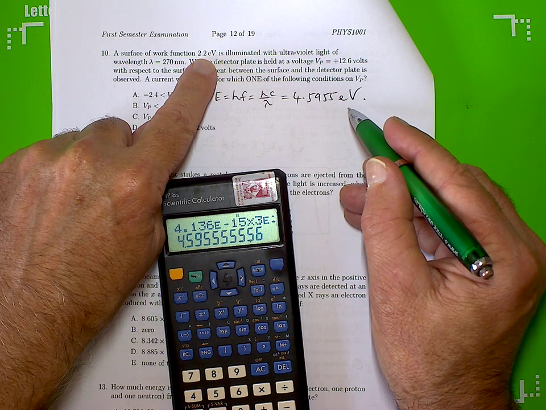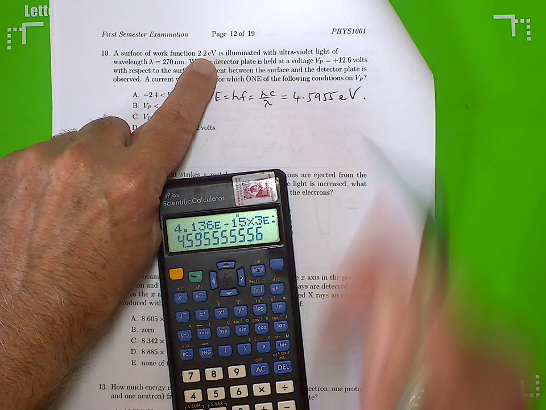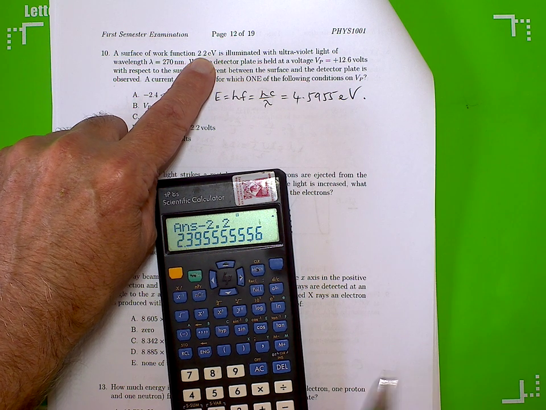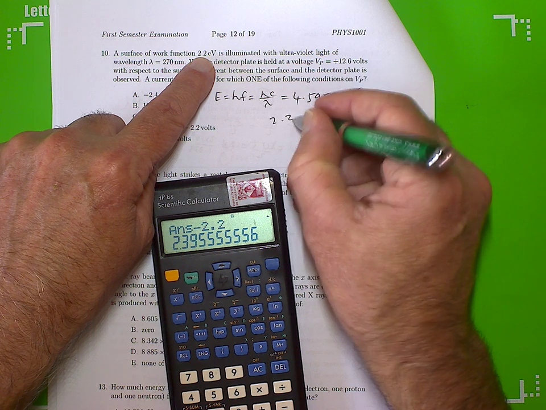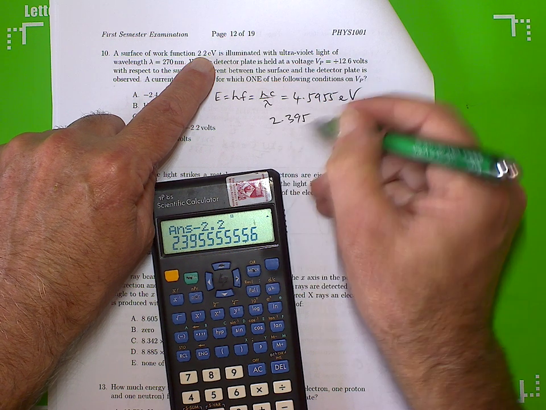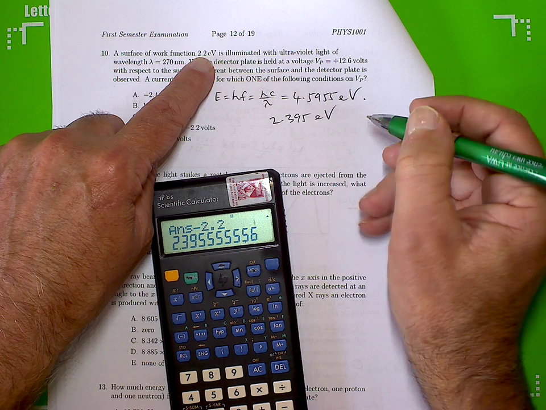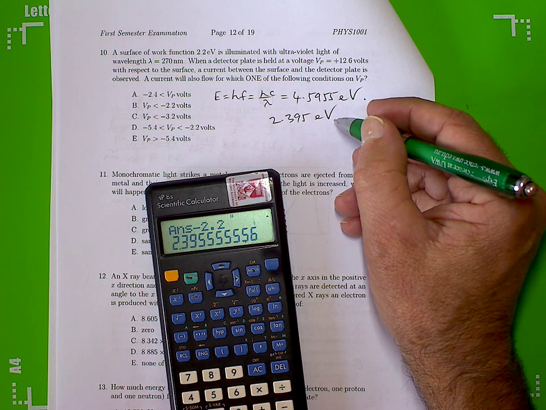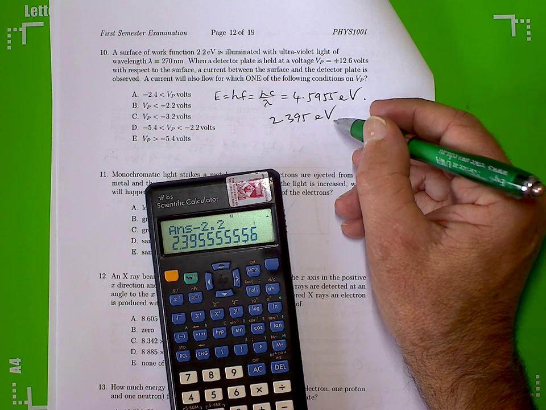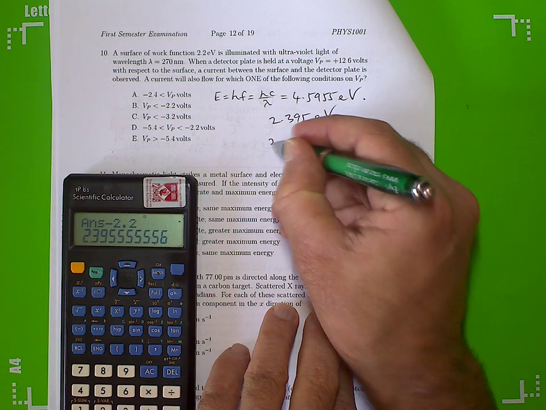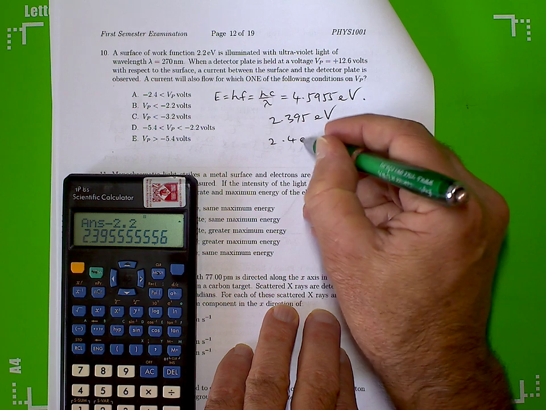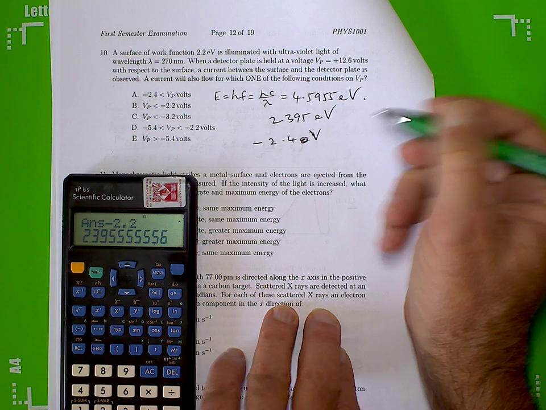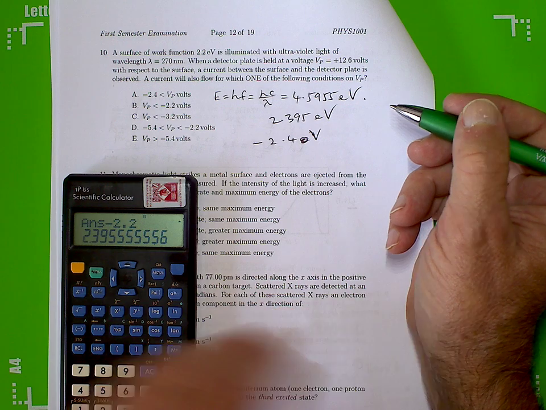2.2 electron volts is what's needed to get it out of the surface. So I'm going to subtract 2.2 and I get 2.395 electron volts, which is the maximum energy that an electron can have after it has left the surface. So that means a voltage of minus 2.4 volts will be enough to stop it. Okay?